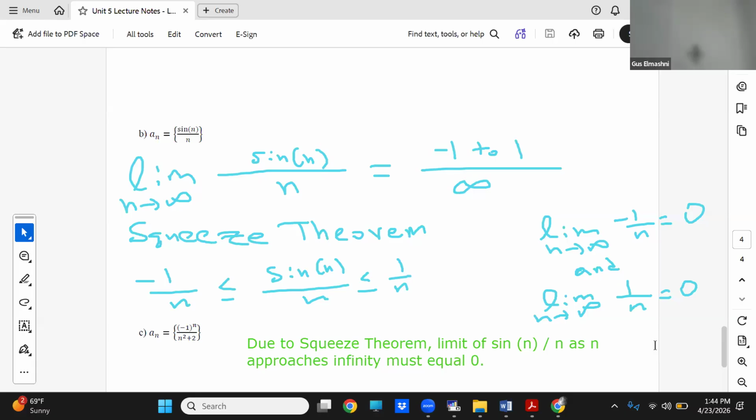Okay. Negative 1 over n is this, right? And both are going towards 0, right? And then sine n over n does this, right? It's sandwiched in between. So those are called the sandwich theorem for that reason as well. That's what's happening, right? Okay, hopefully that makes sense for that one.